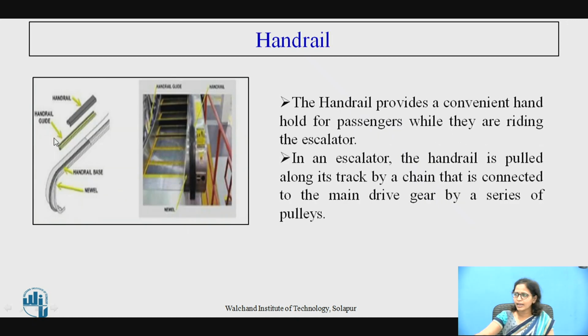So next is the handrail. Here they have shown the handrail, the hand base, and this is the newel. Here you can see that the handrail provides a convenient handhold for the passengers while they are riding the escalator. In an escalator, the handrail is pulled along its track by a chain that is connected to the main drive gear by a series of pulleys.